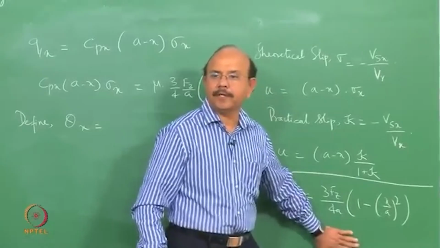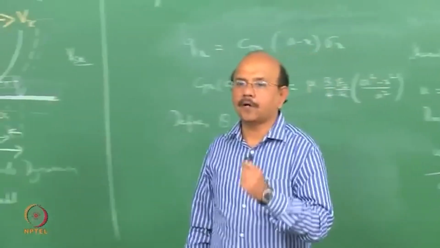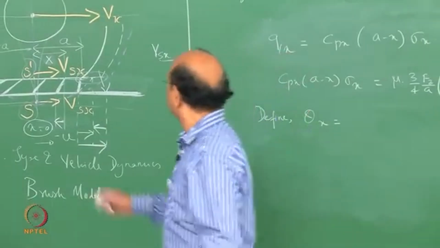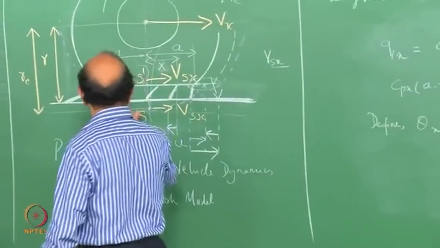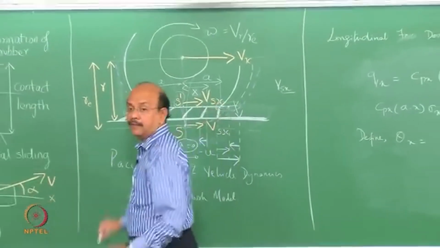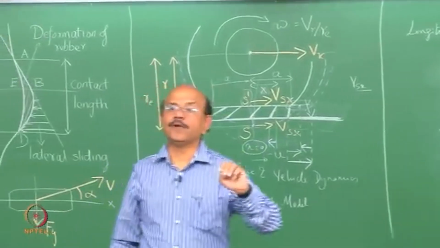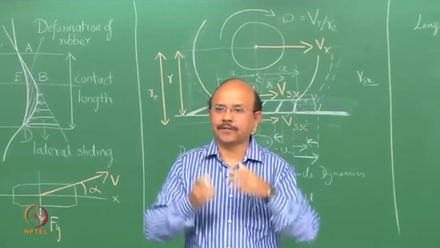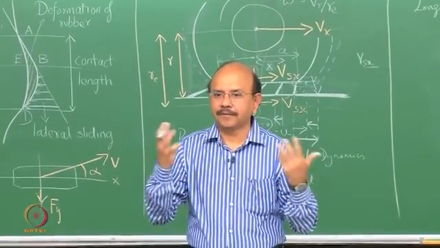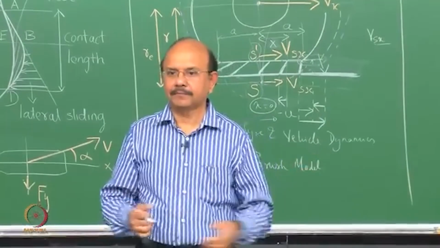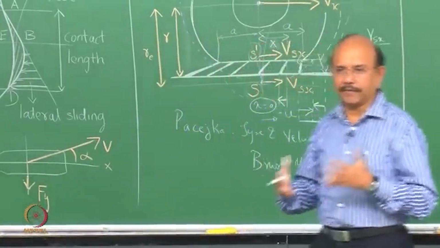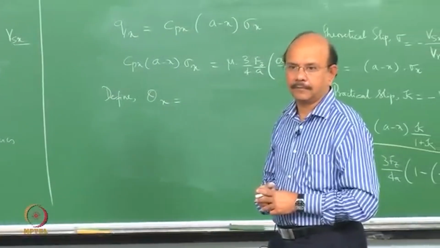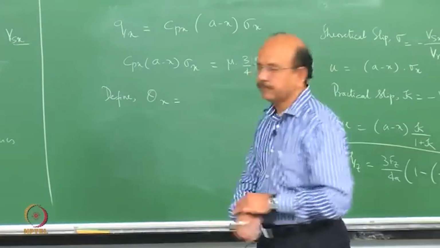That's the assumption I make as to how contact pressure is distributed, so the contact pressure is like this. Why? Basically because when I integrate this expression from minus a to plus a, I have to get back Fz. Clear? So that's the expression.